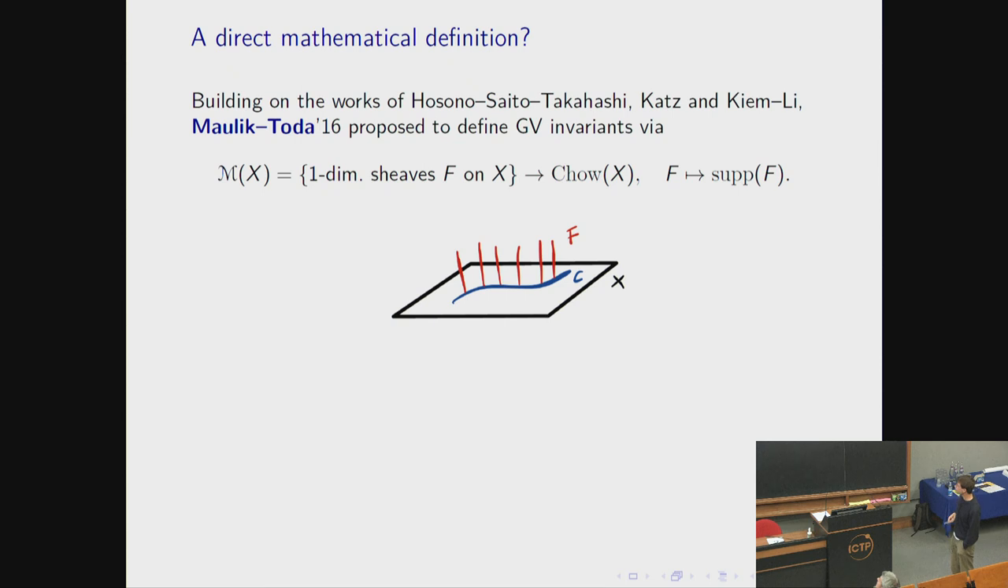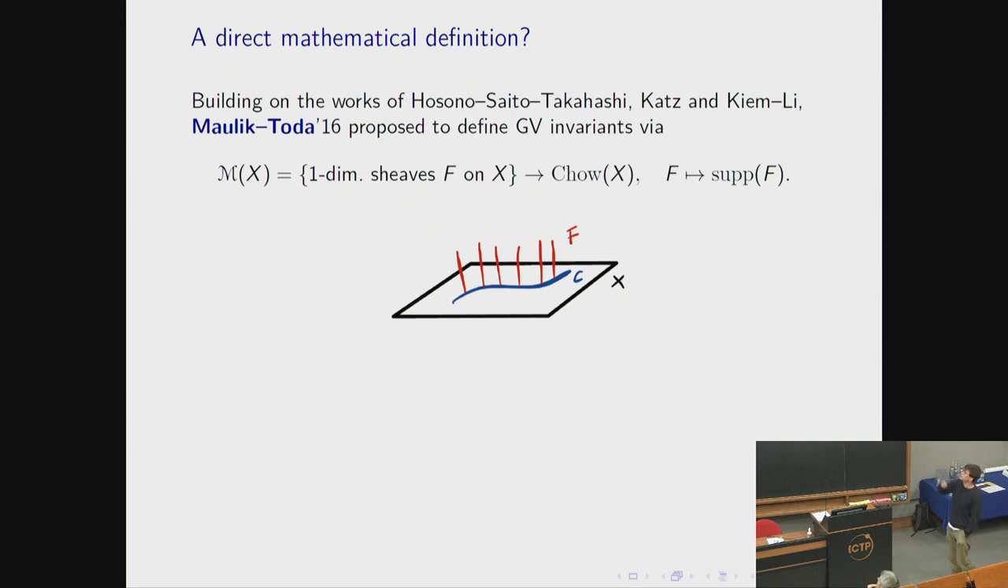So we take a space of one-dimensional sheaves on X, so you can view them as curves with vector bundles on them. So we want to count curves with vector bundles on them, and then we want to get rid of the contributions that come from the deformations of vector bundles. So we want to retain only the information of the support of this one-dimensional sheaf.